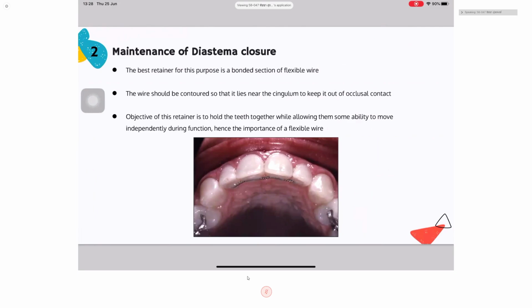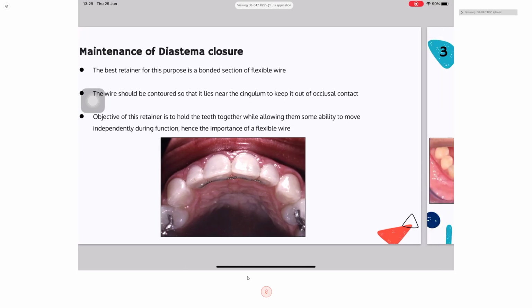2. Maintenance of diastema closure. The best retainer for this purpose is a bonded section of flexible wire. The wire should be contoured so that it lies near the cingulum to keep it out of occlusal contact. The objective of this retainer is to hold the teeth together while allowing them some ability to move independently during function, hence the importance of flexible wire.